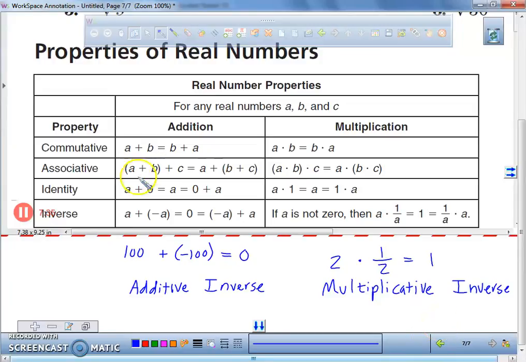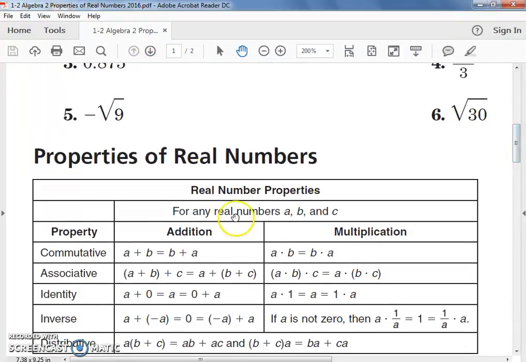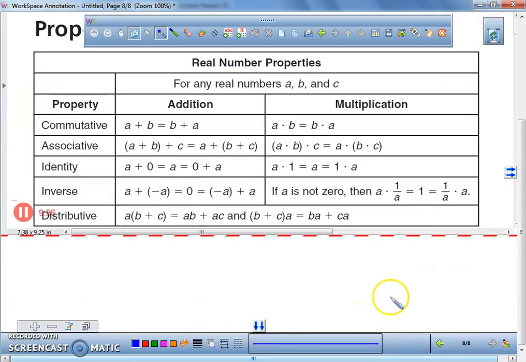Now, the commutative, the associative, the identity, and the inverse, all of those properties both have what? Addition and multiplication. The last one is just itself. There's no two different properties. It's just the one. What's the last one? It's just the distributive. There's no distributive property of addition or multiplication.